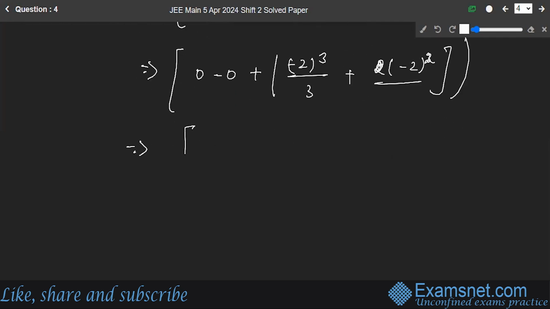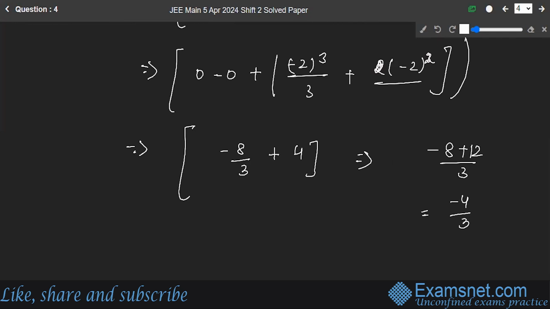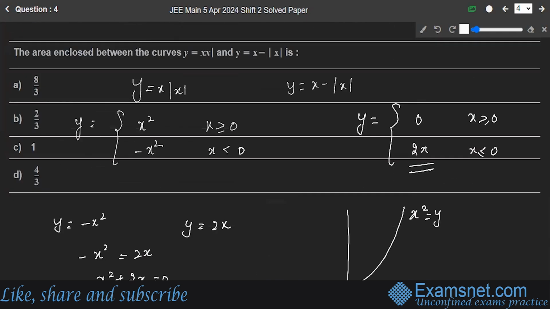So this will be equal to minus 8 upon 3 plus 4, or this will be 4 upon 3 square units. So the answer to the question is the D option, 4 by 3. Hope you got that. Let's move to the next question.